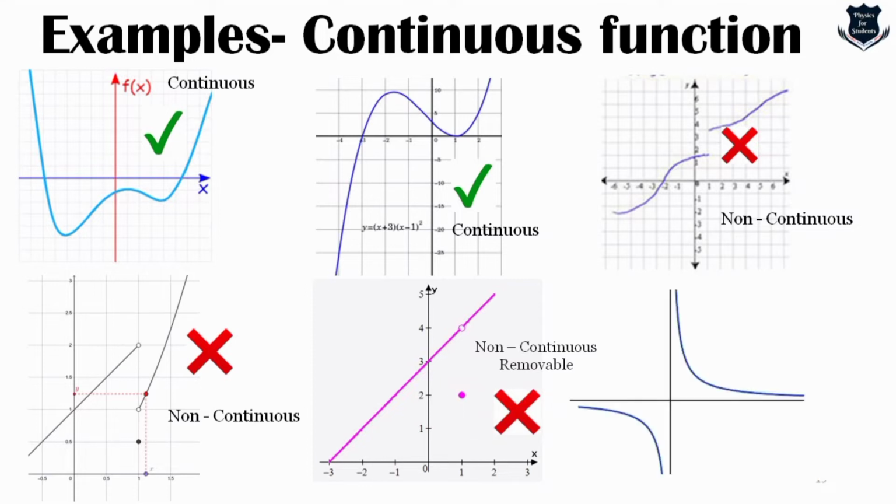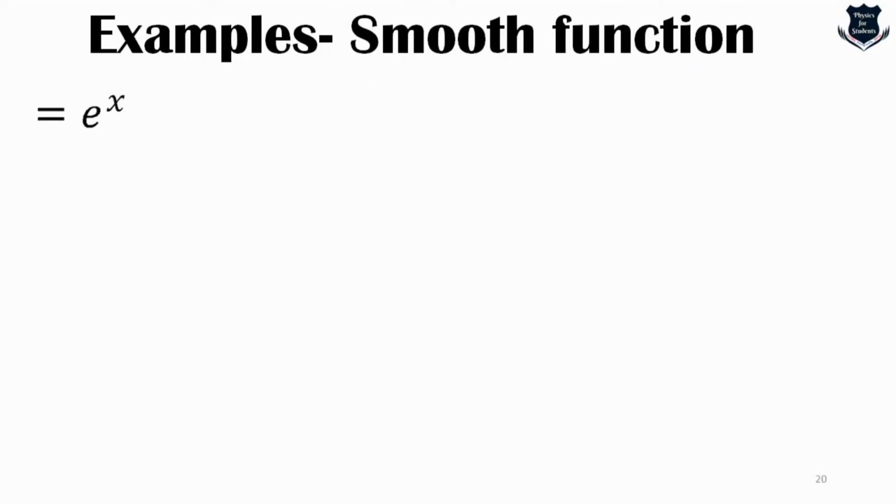This is non-continuous and removable. This is also to be considered as non-continuous, but with infinity. So it is an infinite discontinuity. You can see that one side of the function at a certain point goes to infinity and the other side goes to negative infinity. So these are some examples just to show you what a continuous function is and what a non-continuous function is. Now let us see some examples of smooth functions.